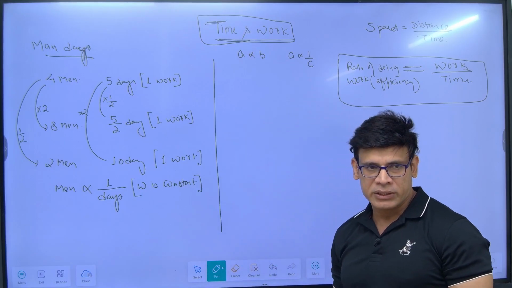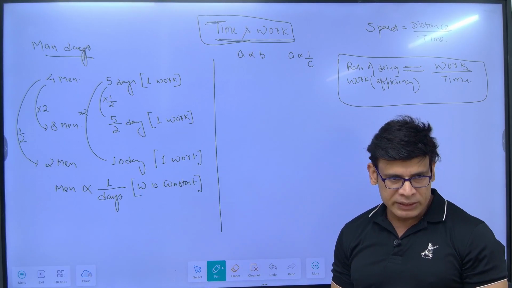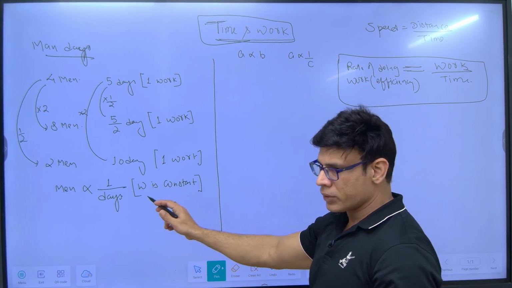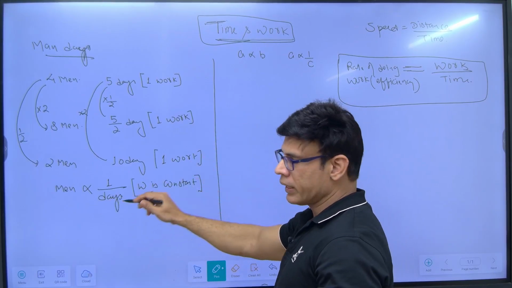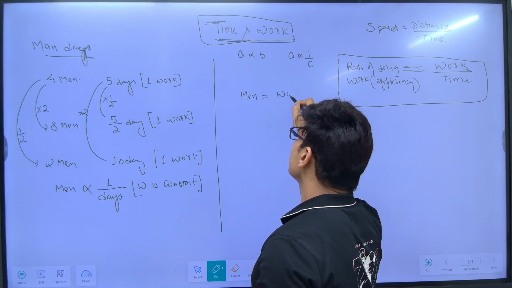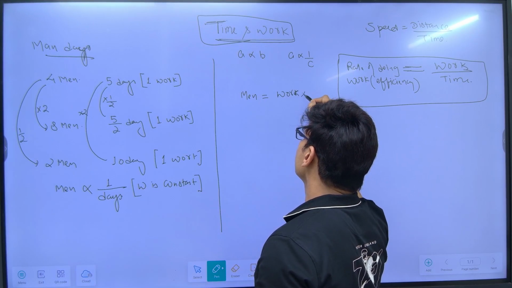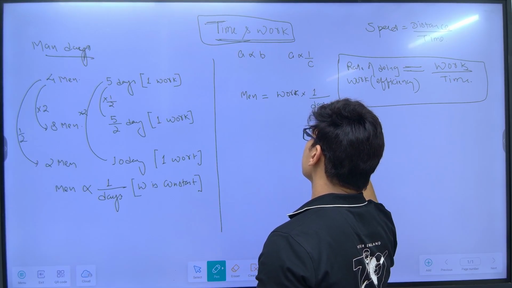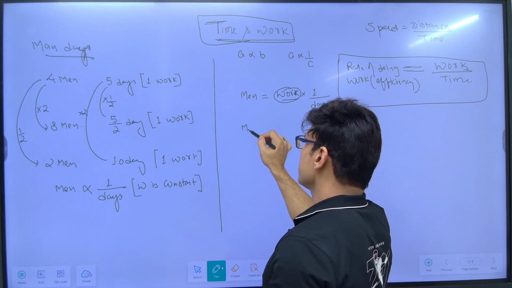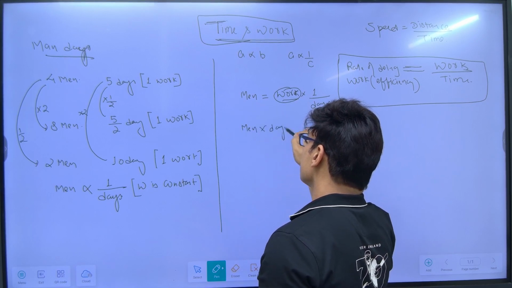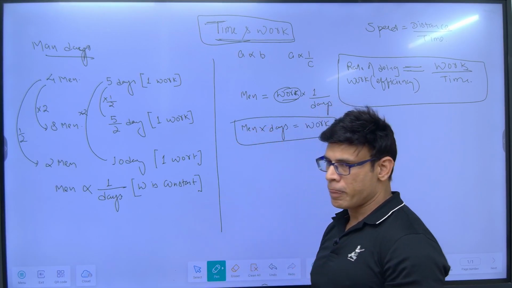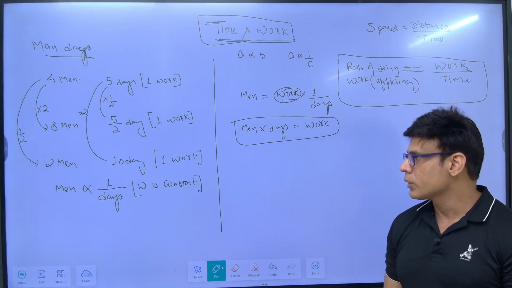So directly and inversely. When you remove the sign of proportionality, there is some constant which has to come, right? Something should be constant. Like in this case, you have work constant, right? The same equation, if I rewrite this, then this will be: men is equal to work into 1 upon days. And if we have to find out work, multiply this with this side. So men into days is nothing but equal to total work. Men into days is total work.